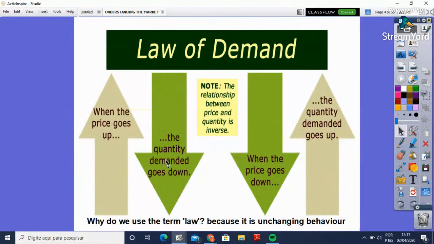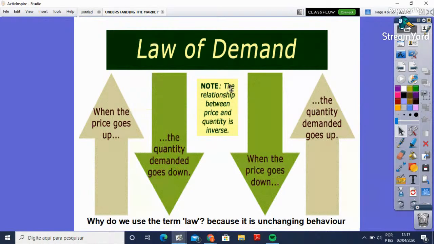Maybe I will not buy any hamburgers, or the quantity of hamburgers that I will buy will be less. Why is this called a law? Why do we use the term law? It's because it studies the unchanging behavior of people. It doesn't change. It's a law.